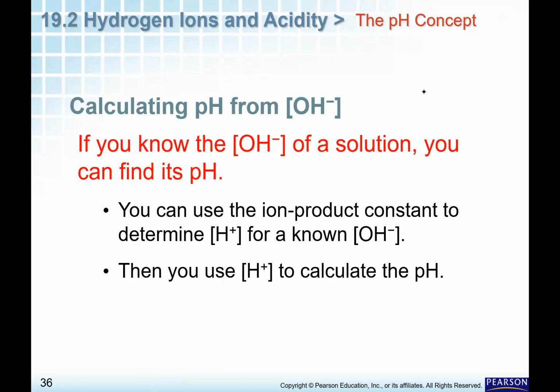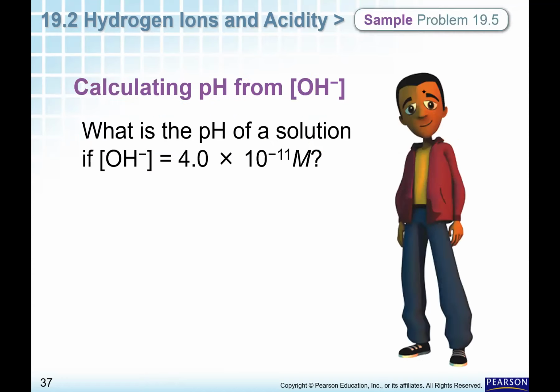If you know the OH minus concentration, you can also find the pH, right? Because from the concentration of hydroxide ion, you can determine the H plus concentration using the KW equation, and from that you can determine the pH. So here's an example on that: what is the pH of a solution if the hydroxide ion concentration is 4 times 10 to the minus 11?